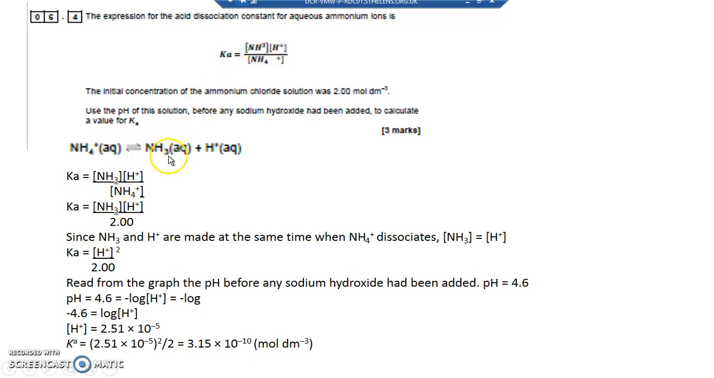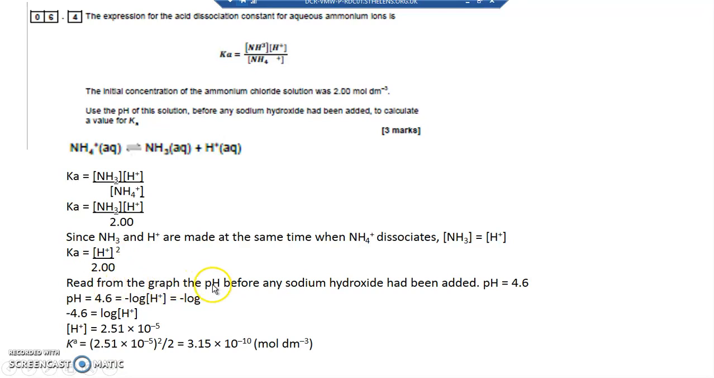Since NH3 is made at the same time as H+, you could replace NH3 with H+ and say Ka equals H+ times H+ divided by 2. So Ka equals H+ squared divided by 2. And then we're short of a number. We haven't got a number, so we need a number. If I need a number, I've got to read from the graph, because I've not got Ka and I've not got H+ concentration, so I need one of them.